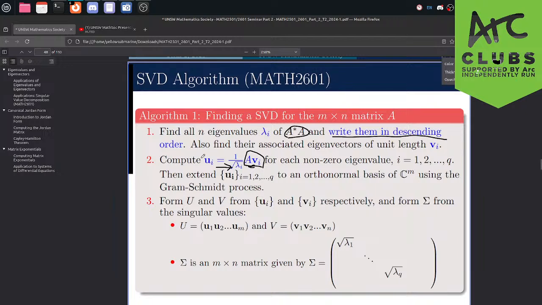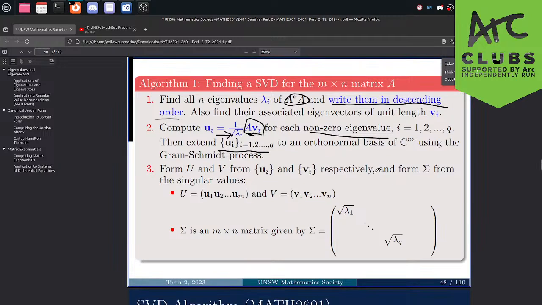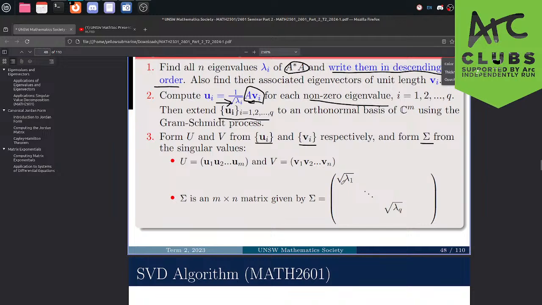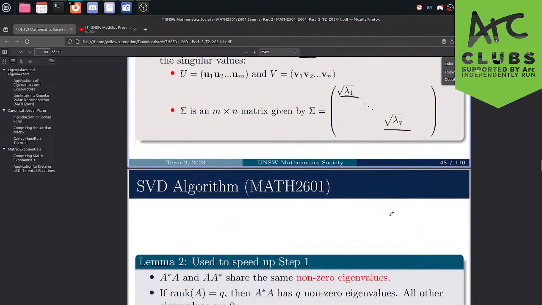And also, just a quick reminder, write your singular values in descending order. So write your eigenvalues in descending order. Then we extend the u_i as needed to fit the m by m shape, because some of these eigenvalues might be 0. So for the non-zero eigenvalues, you compute these u_i, and then you extend with Gram-Schmidt to get an orthogonal basis. You form U and V with the u_i and v_i as mentioned, and you form sigma with the singular values that I described before.